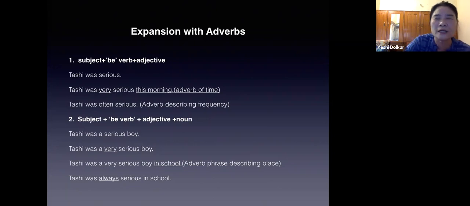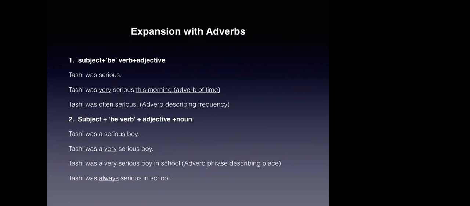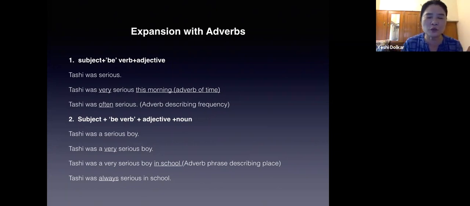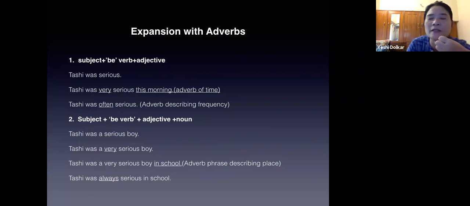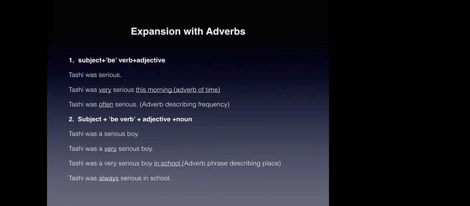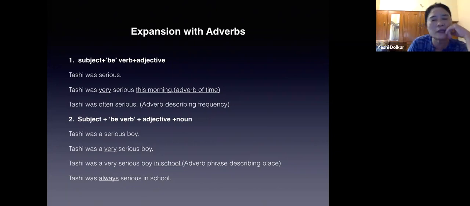So this is also an adverb. Right? Tashi was always serious in school. This is also describing serious, right? That's also an adverb. So these are different examples of adverbs. It can describe time, it can show place, it can show frequency. It can also show manner and condition. How did he do it? I spoke loudly, I spoke clearly. So that's how you put adverbs to expand that sentence that we learned.